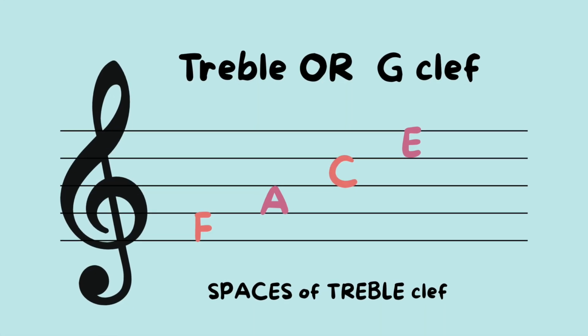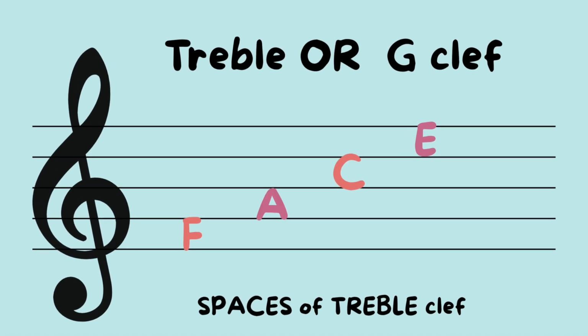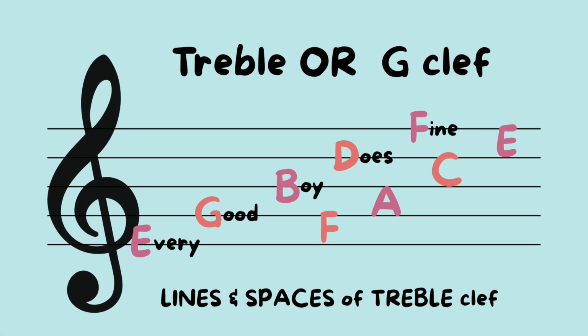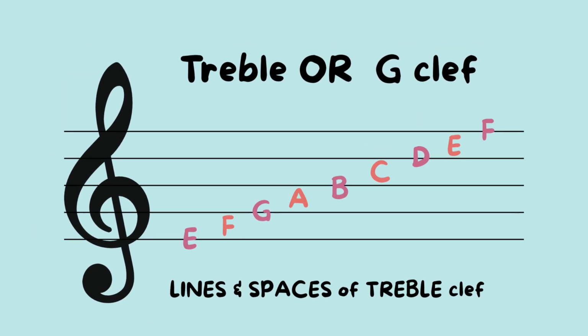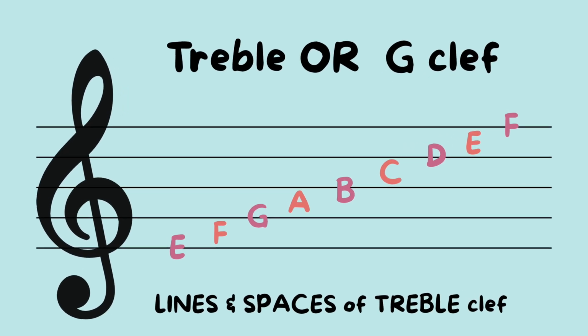For spaces, this is going to be easy because this spells out the word F-A-C-E, which spells out face. Super simple. There's no acronym needed for this because it spells out the word. Look closely. The notes alternate between line and space, going alphabetically. So we have E on the line, F on the space, G on the line, A on the space, and so forth.